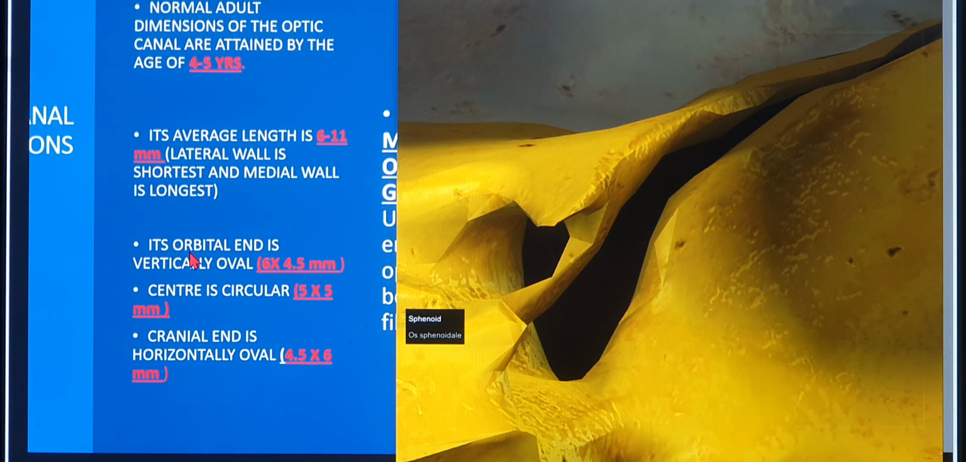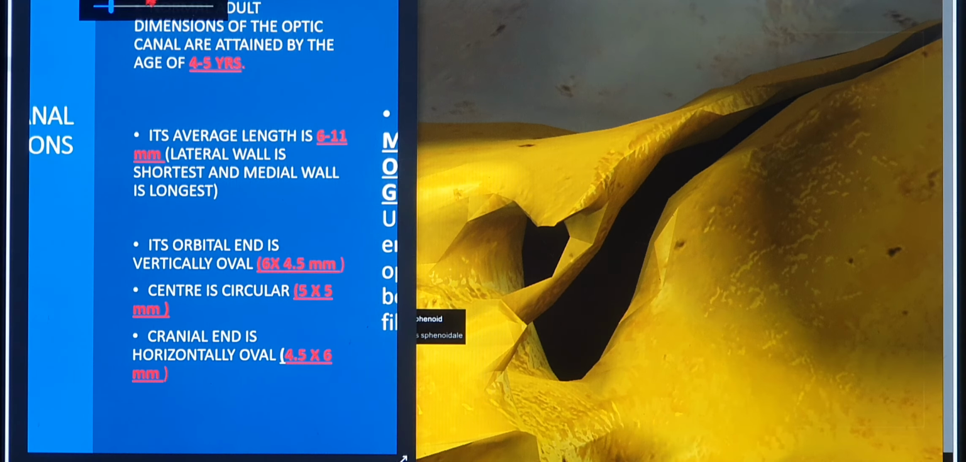So as I was saying about the 3 ends, its orbital end, its center, and its cranial end. You can take a screenshot of this and keep it for revision later on. They have different dimensions as you go from anterior to posterior. The moment you go from the anterior aspect, it gets narrowed down. So 6, then 5, and then 4.5 mm. So it becomes narrow. So this was the basic anatomy of the optic canal.